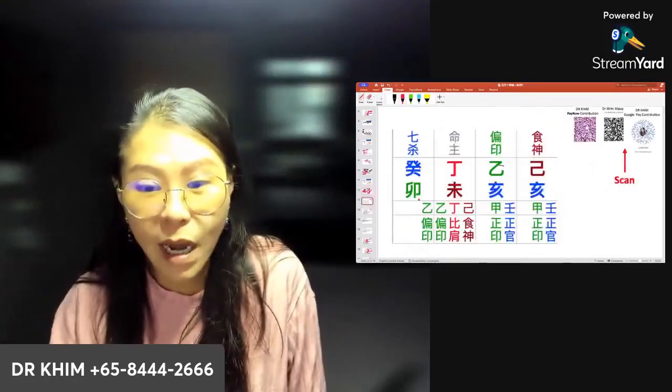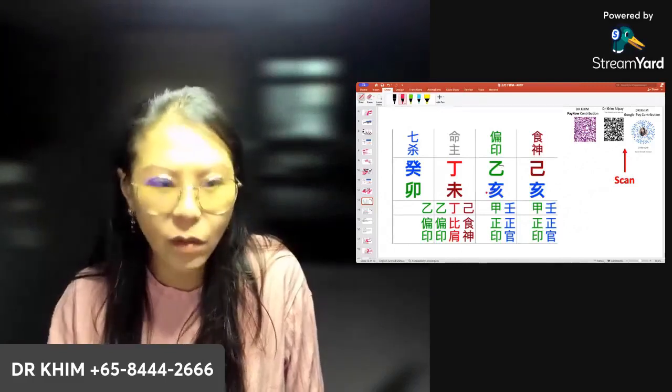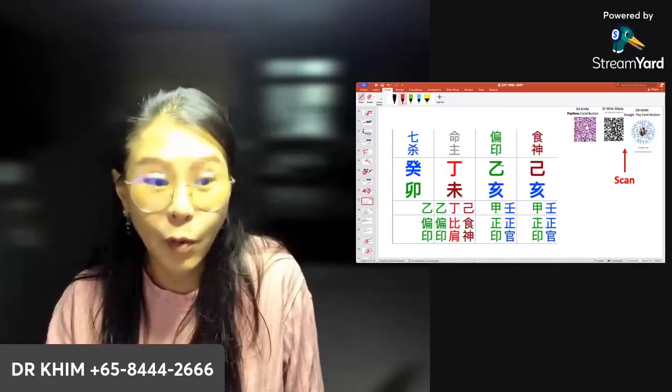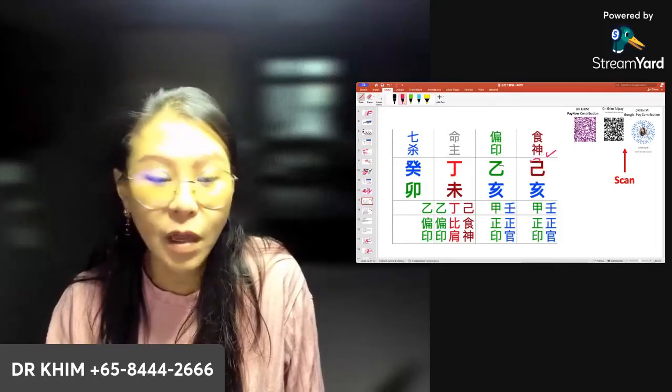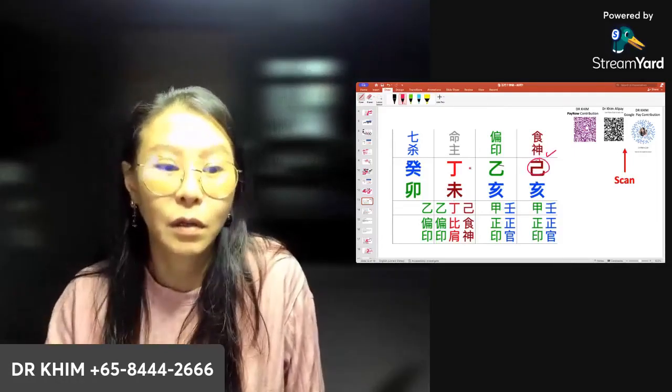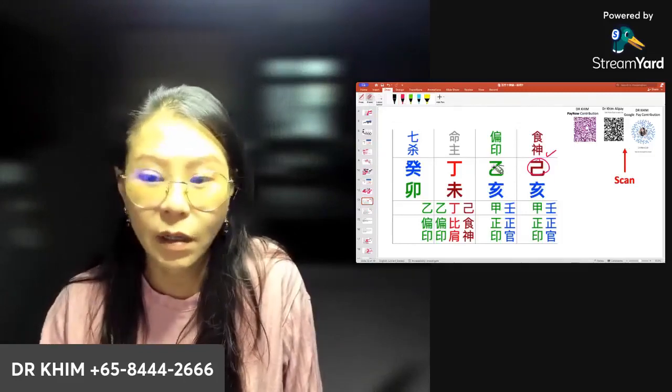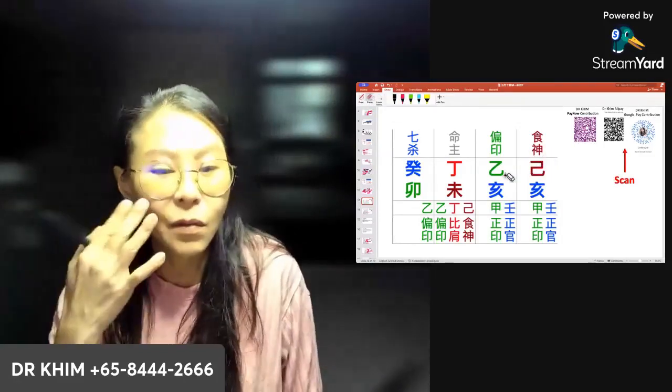This one will cheat money. This one promises to pay you, he will pay you. Even with no Tai Sui and the wealth star not strong, he will still pay you. Steady one. This one, you lend him money, you don't need to worry.